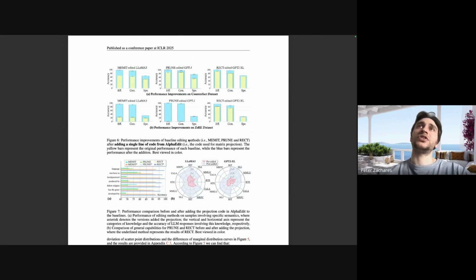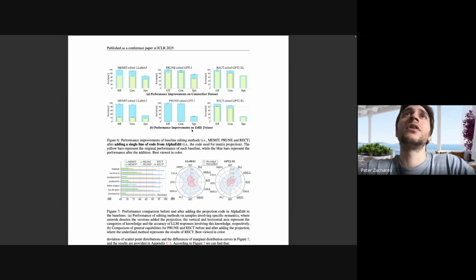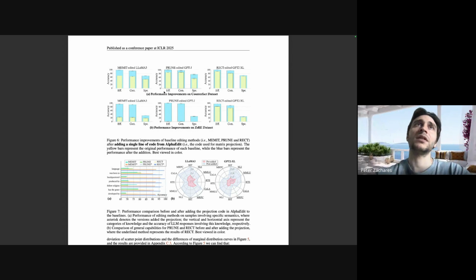And then here's another one, which is figure 6, where they say, okay, all of these model updating methods basically use the same objective function. What if we change that objective to the one that we're using for AlphaEdit, and the update step to the one we're using for AlphaEdit? How does the performance improve on these data sets where you're testing learning new knowledge?